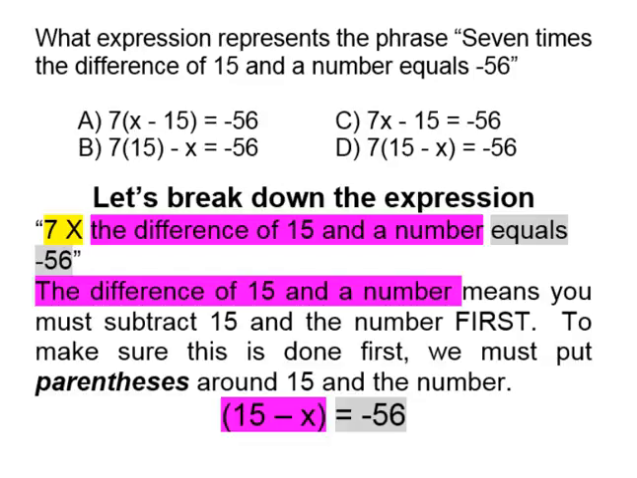So the difference means we're going to do what? It means we're going to subtract. Now, we're going to subtract 15 and the number. Since we don't know what the number is, we're going to use x, but we must do that first. The difference of 15 and a number, that means we need to put that in parentheses to make sure that we calculate that first together. Is equal to negative 56.